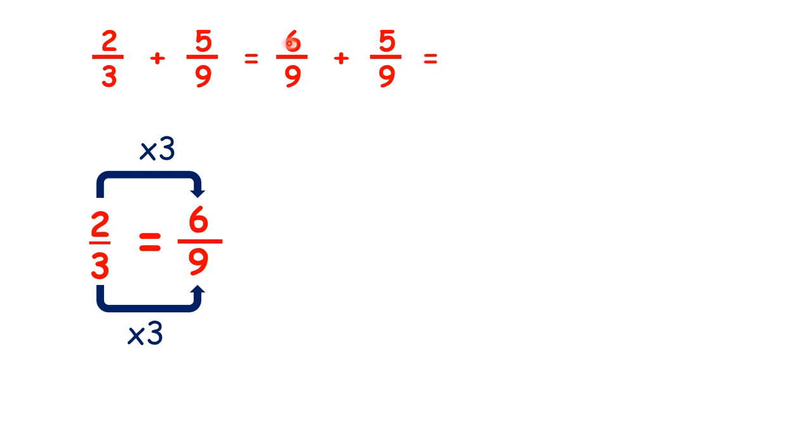To do that, we add the numerators and keep the denominators the same, so we have 11/9. But we can write this answer as a mixed number.